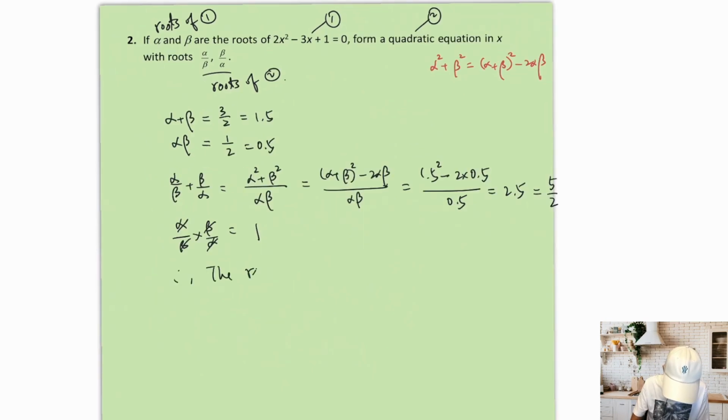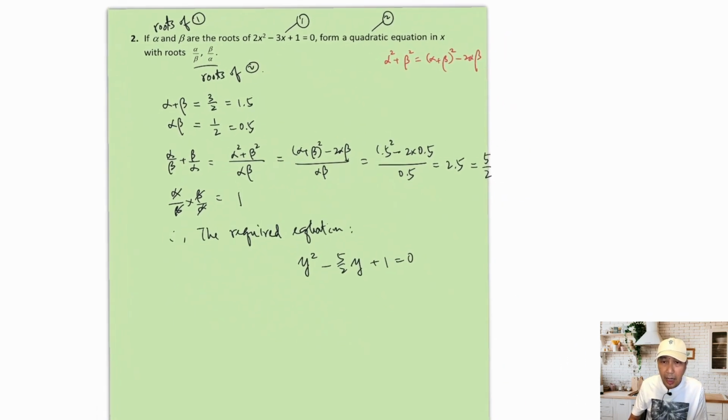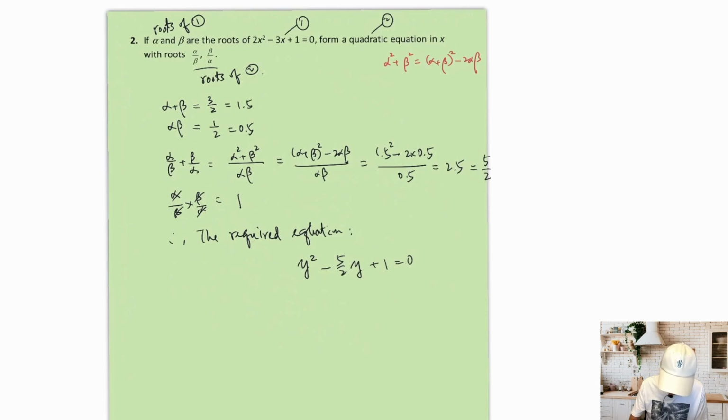The required equation is y squared minus 5 over 2 y plus 1 is equal to 0. We do two more things. The first step, we multiply 2 to the whole equation, and the last step, we change back to x. So this step is the final answer.